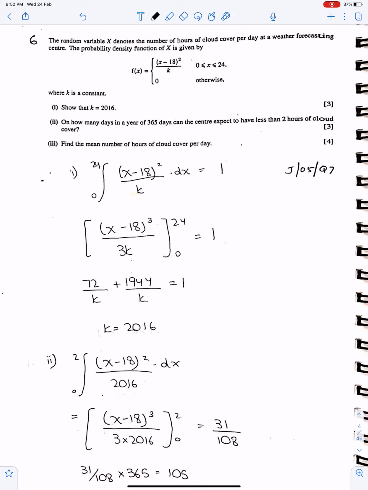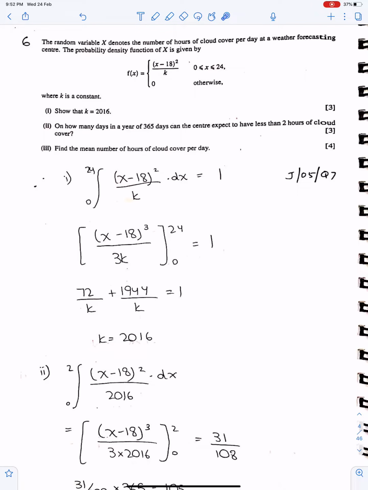Well, this is the next question, question number 6. This is the PDF, and it is defined for these values of x, and it is 0 outside this range of values of x. Now the first part is show that k is 2016. This is so simple, you just need to use this formula, all x means 0 to 24. Integrate this PDF from 0 to 24 and equate the answer to 1. So the integral over all x is 1. When you solve this, you will get k.